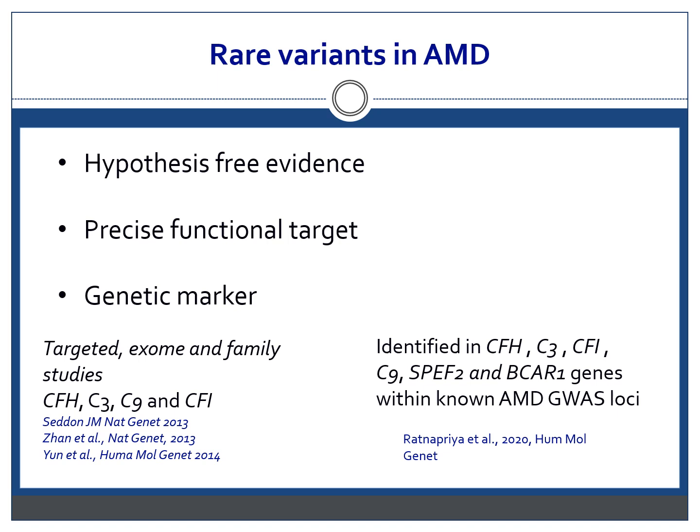Targeted exome and family studies have identified rare variants in CFH, C3, C9, and CFI, establishing these genes as causal genes for AMD. In a recent study, we analyzed 263 individuals from 63 families and identified several candidates, including SPEF2 and BCAR1, which are newer genes that have not been implicated in AMD before. However, a better estimation of the functional impact of rare variants across the whole genome is needed to enhance their contribution to improvement in human health.